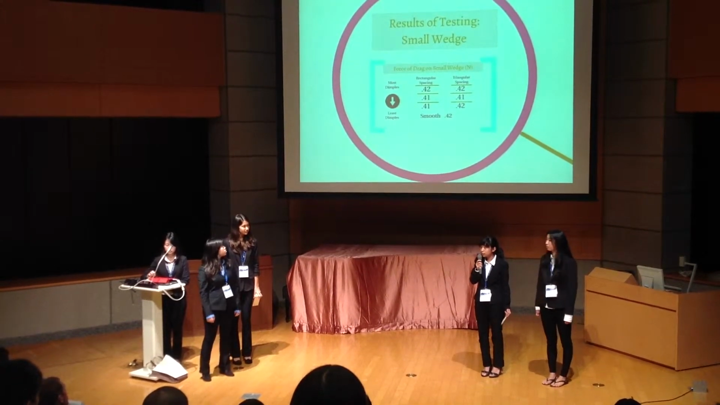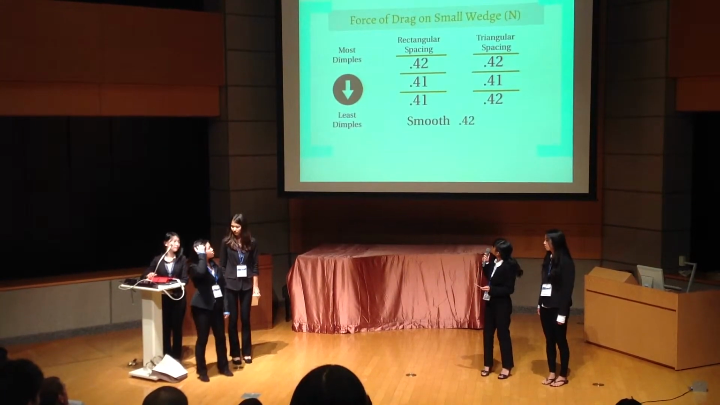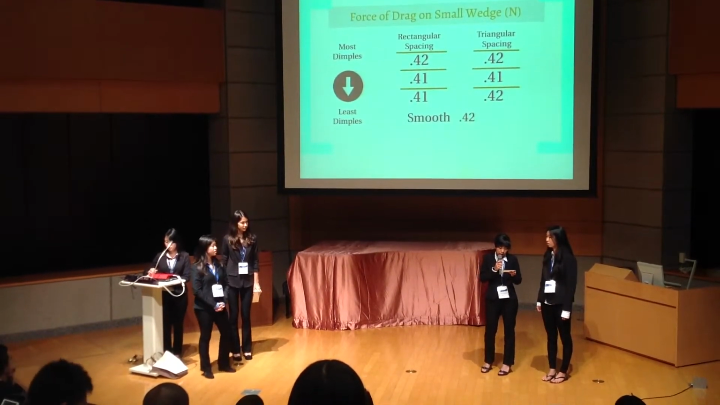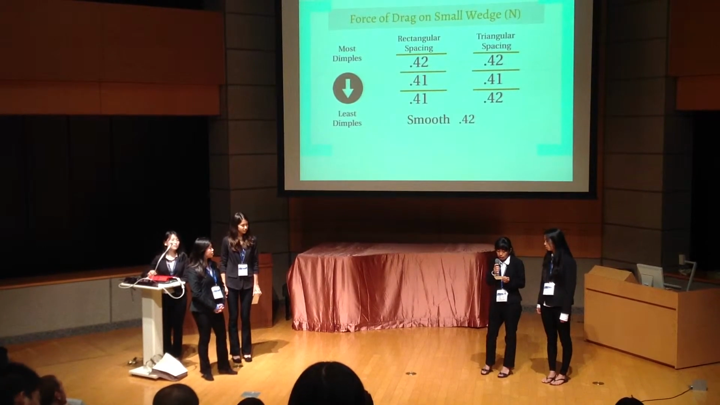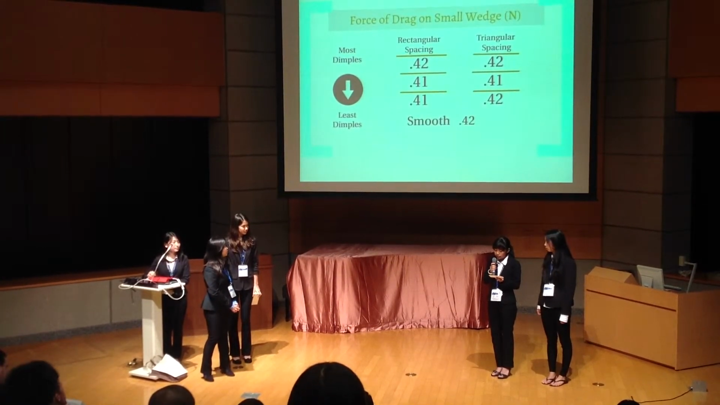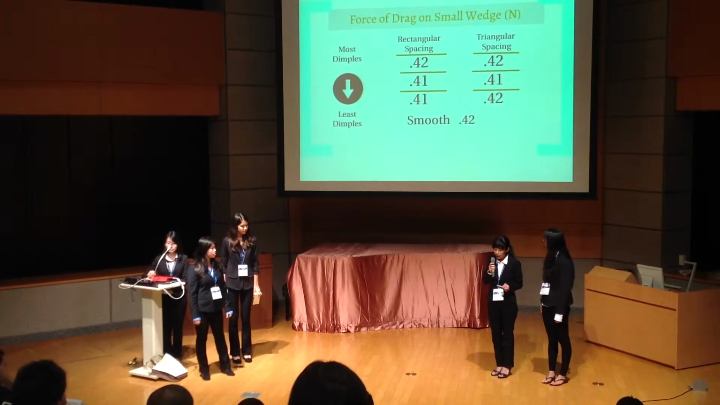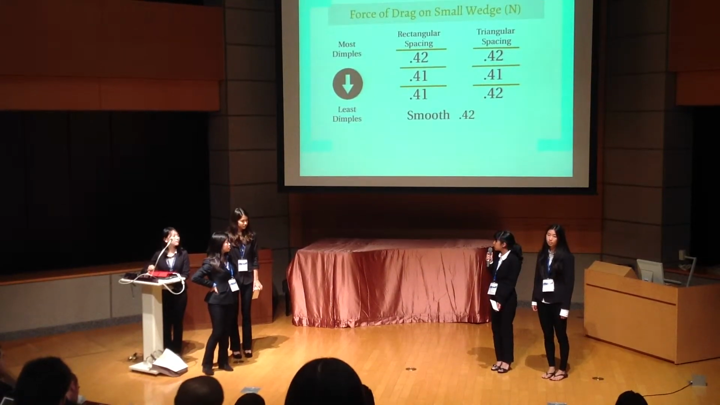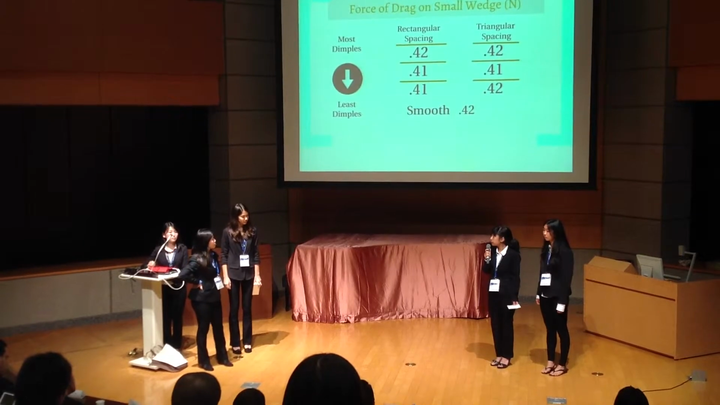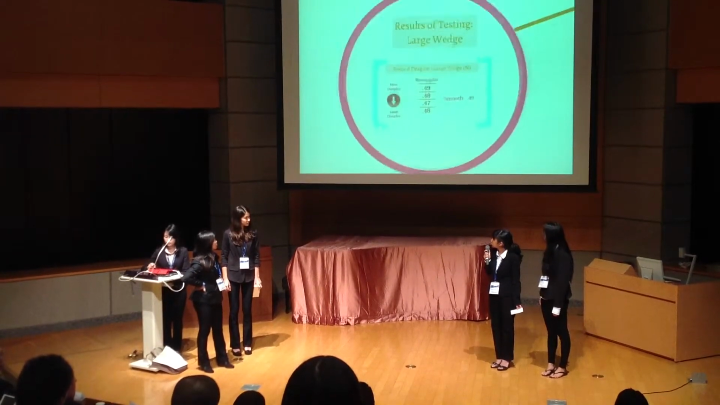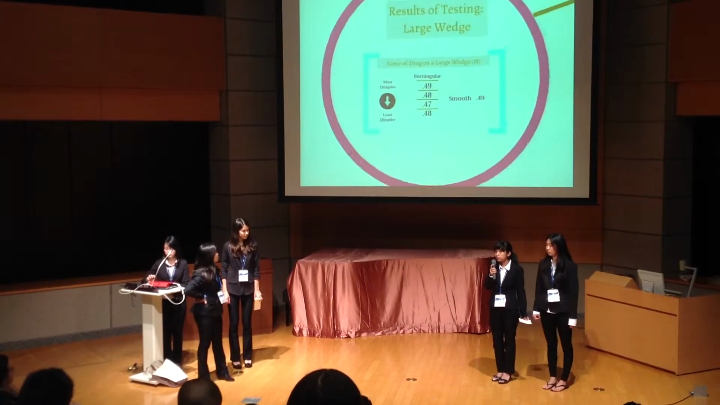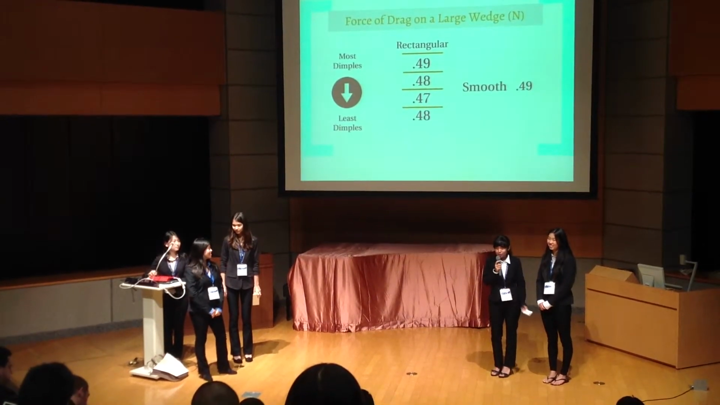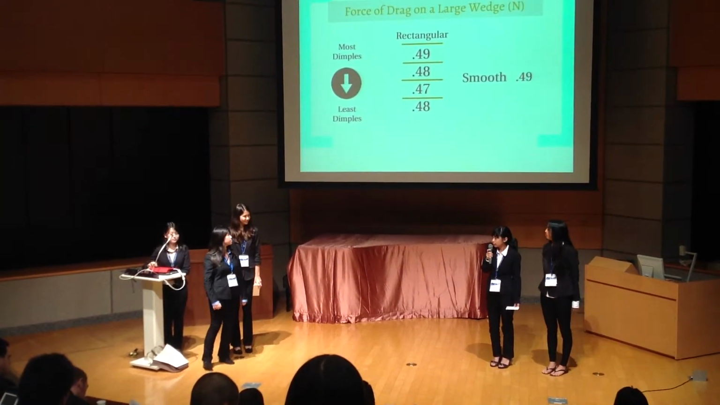So this is a table of the data we collected from the small wedge. The force was very small, differing by 0.01 newtons, but there was a slight trend. The faces that had the most and least number of dimples had the most drag. So perhaps the middle moderate spacing of dimples in between would produce the least amount of drag. The geometry made no difference. When we collected data from the large wedge, we saw an even greater trend, this time differing by 0.02 newtons. And again, we saw that the moderate spacing had the least amount of drag.